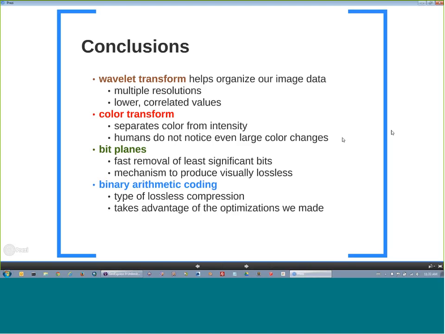Okay, and then finally we run that through binary arithmetic coding, which basically is a type of lossless compression that we do on our final bits there after we've done the removal of bit planes. And that takes advantage of all the optimizations we made, because with the Wavelet Transform, those lower correlated values mean that we're going to get a larger string of zeros, which really is very good for the BAC, the binary arithmetic coding. And yeah, so that's what we do, those 4 steps. Now you know why we do those 4 steps. You've seen a specific example of those 4 steps.